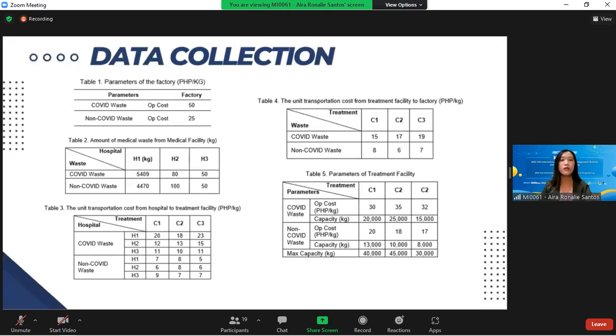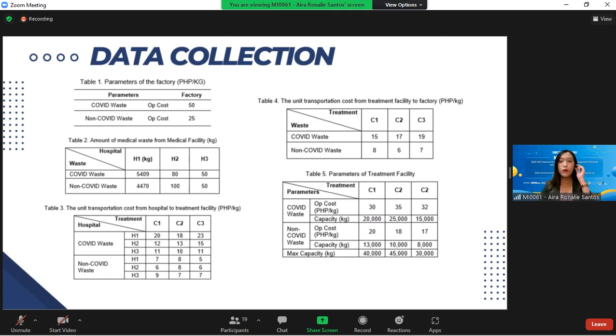For our data collection, the data of this paper is a combination of primary and secondary data. Primary data were acquired from 3 medical facilities in Metro Manila, mainly 1 hospital and 2 clinics, representing the waste generating facilities. At the same time, secondary data were obtained by interviewing staff who were assigned to the waste management of these medical facilities. These secondary data are those related to treatment facilities and factories.